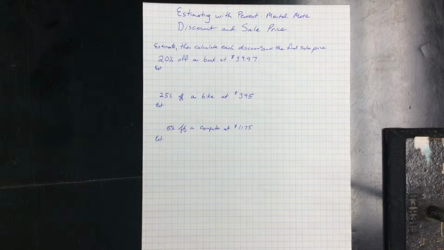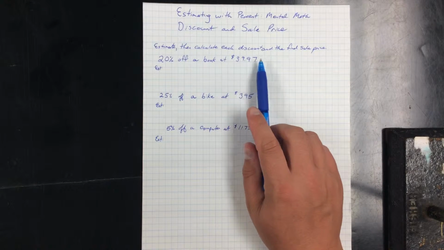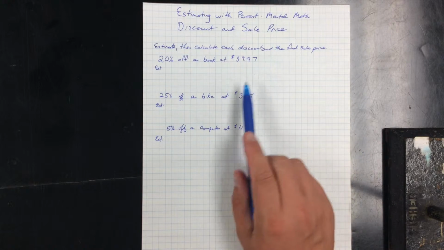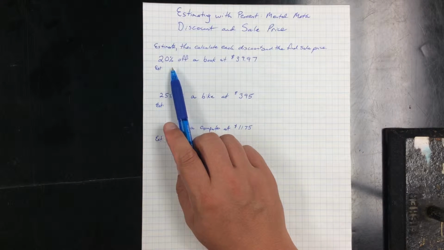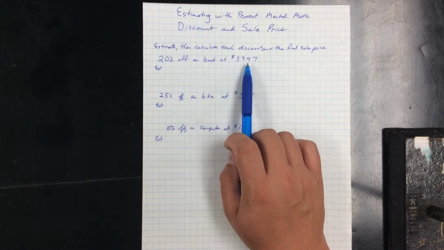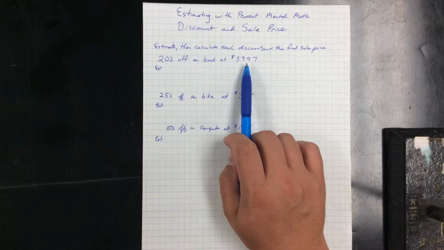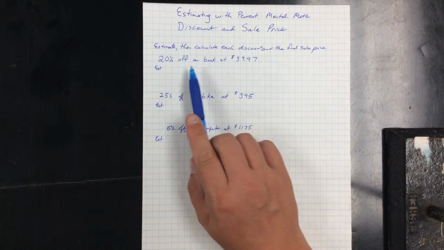Today we're going to be estimating with percents as we calculate discount and sales prices. So we're going to estimate, calculate each discount, and then find the sales price. So we're at a store, it's a 20% off sale. There's a book for $39.97. So we're going to find out how much we save and how much the final sales price is.